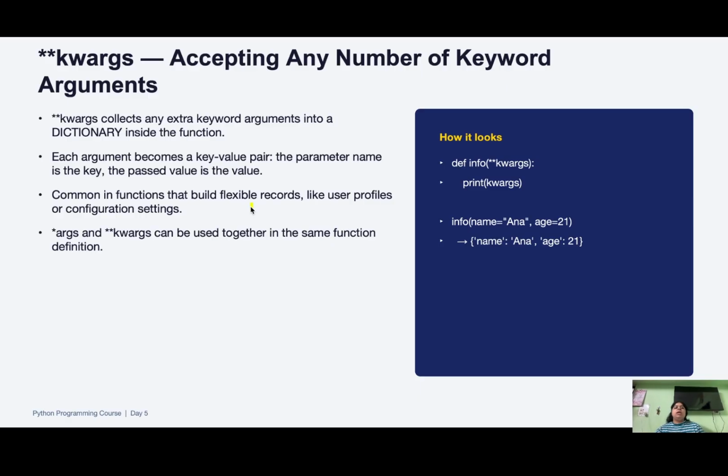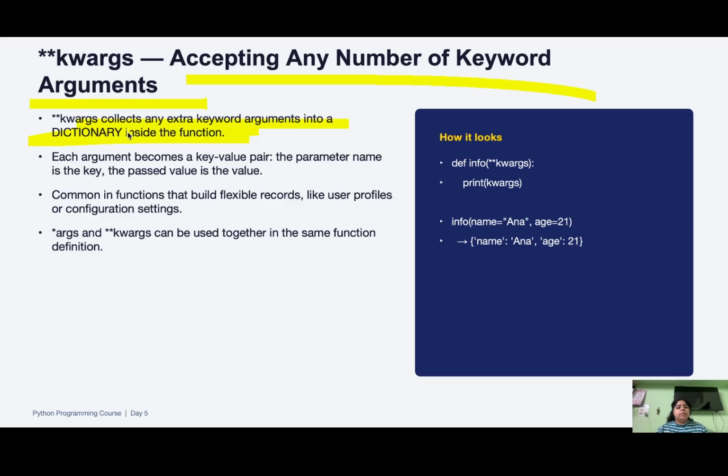Now let's talk about double star kwargs, accepting any number of keyword arguments. We have talked about both positional and keyword arguments. So if you're not getting it in any way, just go 5 minutes back in this video, pause it and play it once again and clear your concepts, right? Kwargs collects any extra keyword arguments in a dictionary inside the function.